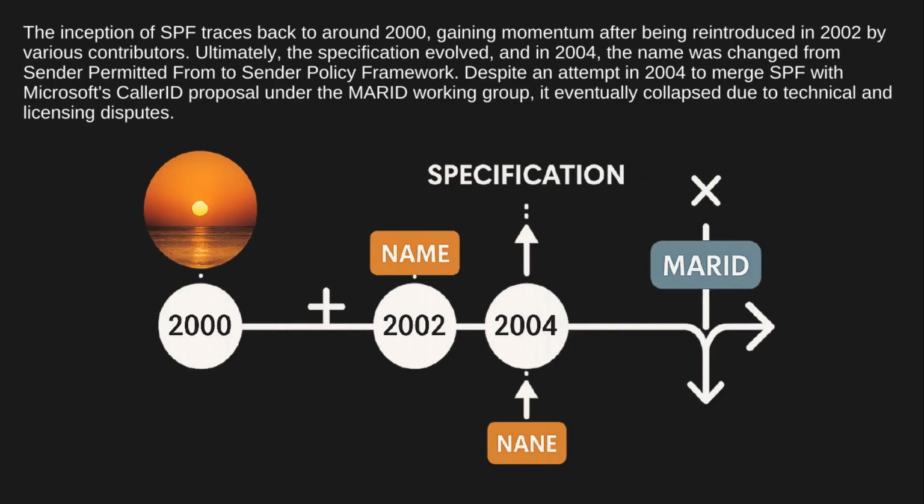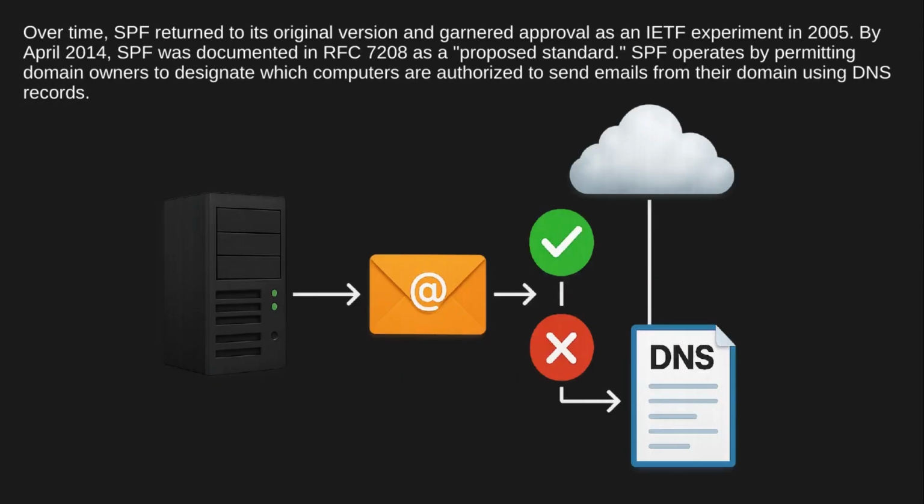Despite an attempt in 2004 to merge SPF with Microsoft's Caller ID proposal under the MARID Working Group, it eventually collapsed due to technical and licensing disputes. Over time, SPF returned to its original version and garnered approval as an IETF experiment in 2005. By April 2014, SPF was documented in RFC 7208 as a proposed standard.